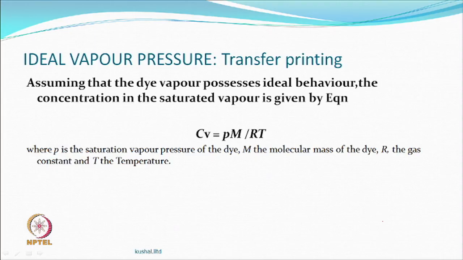So, ideal gas, okay. Nothing is ideal in this world, but assuming that it has an ideal behavior, then the concentration of a dye would be related to P, which is the vapor pressure, the saturation vapor pressure. M is the molecular mass of the dye. If the concentration is in moles, it is a different story, and R is the gas constant and T is the temperature.